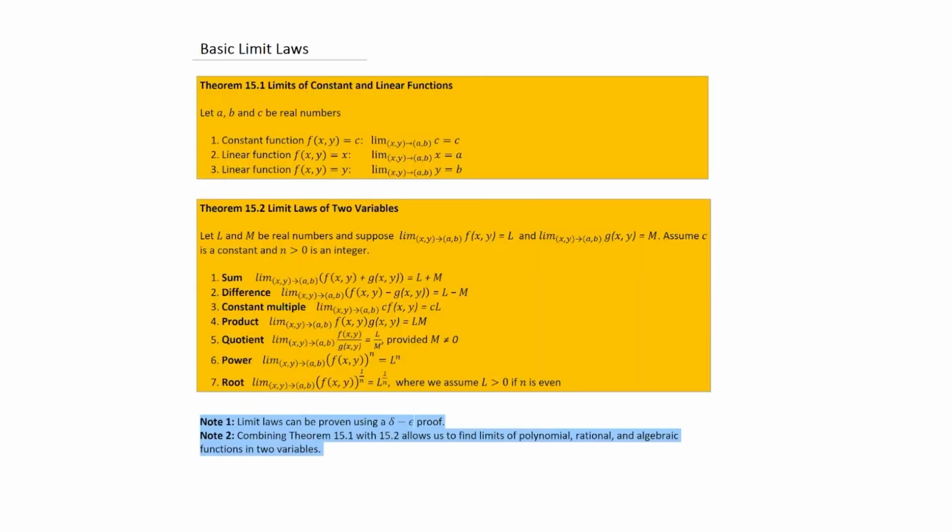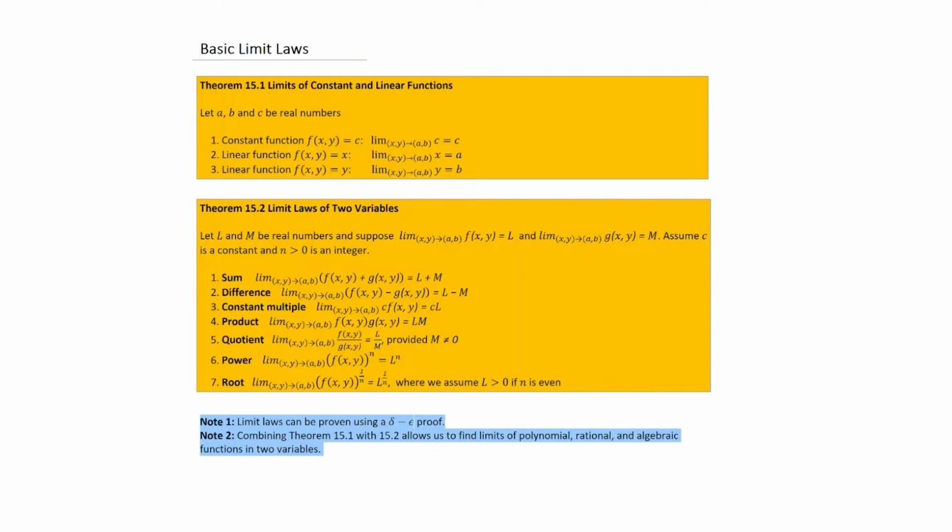All right, so first of all, we're going to start with some basic limit laws. And there are 2 theorems here that we consider. One is the limits of constant and linear functions. And the second theorem is limits of 2 variables. Okay, so these can be proven using the delta epsilon method. We're just going to state them as they are.